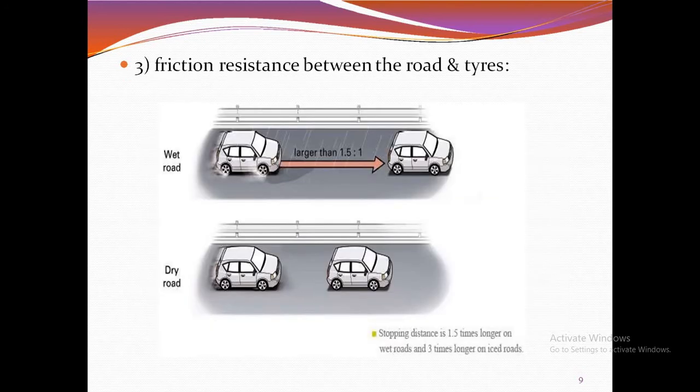Next, friction resistance between the road and tires. For example, the first picture is a wet road and the second picture is a dry road. Depending on the condition when we apply the brakes, the vehicle will move differently. Stopping distance is 1.5 times longer on wet roads and 3 times longer on icy roads.